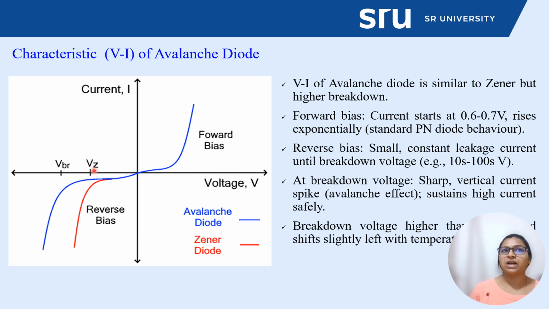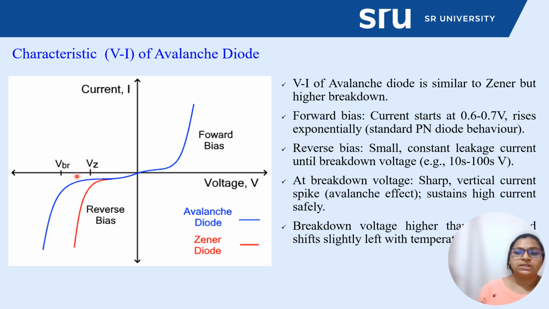These free electrons are again accelerated. When those free electrons again collide with other atoms, they knock off more electrons. Because of this continuous collision with the atoms, a large number of minority carriers, that is free electrons or holes, are generated. This large number of electrons carries excess current in the diode.